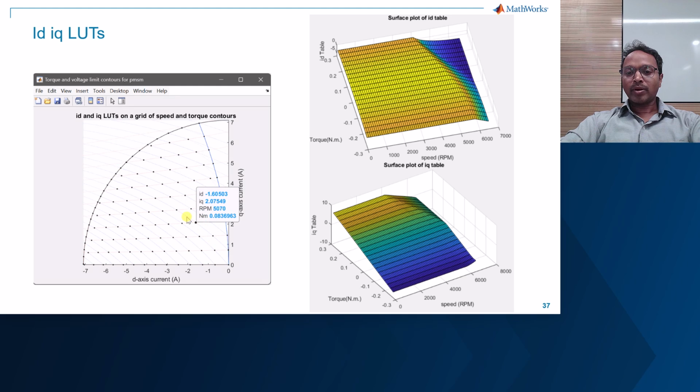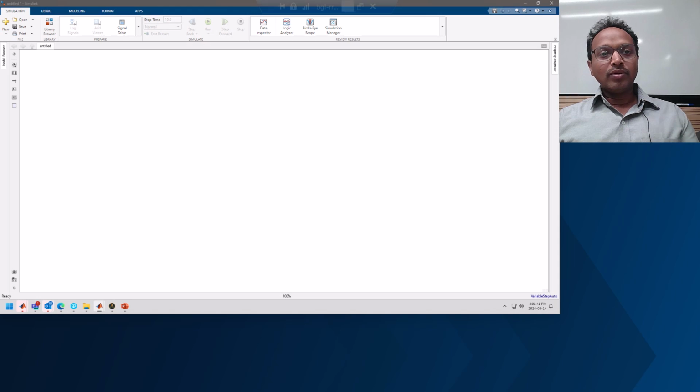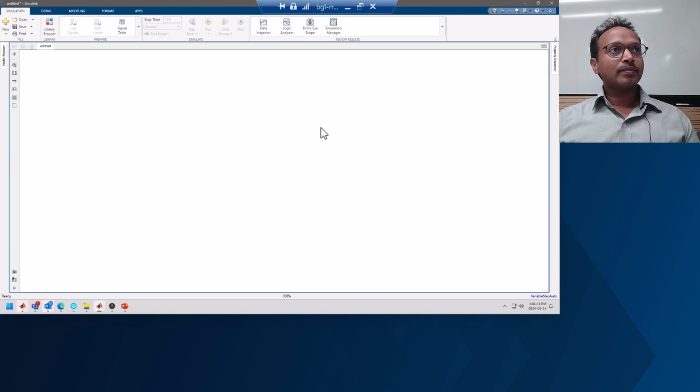Any speed and torque operating point within this grid of speed and torque breakpoints will use the neighboring 4 points and interpolate among them. So that completes the implementation. Let's look at a small demo of how the LUT-based block can be used.